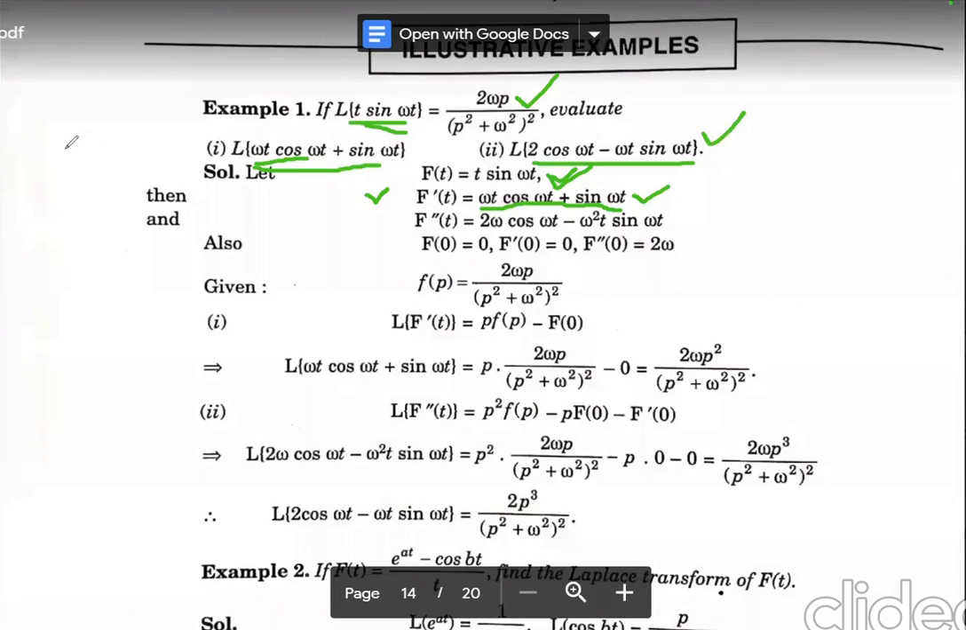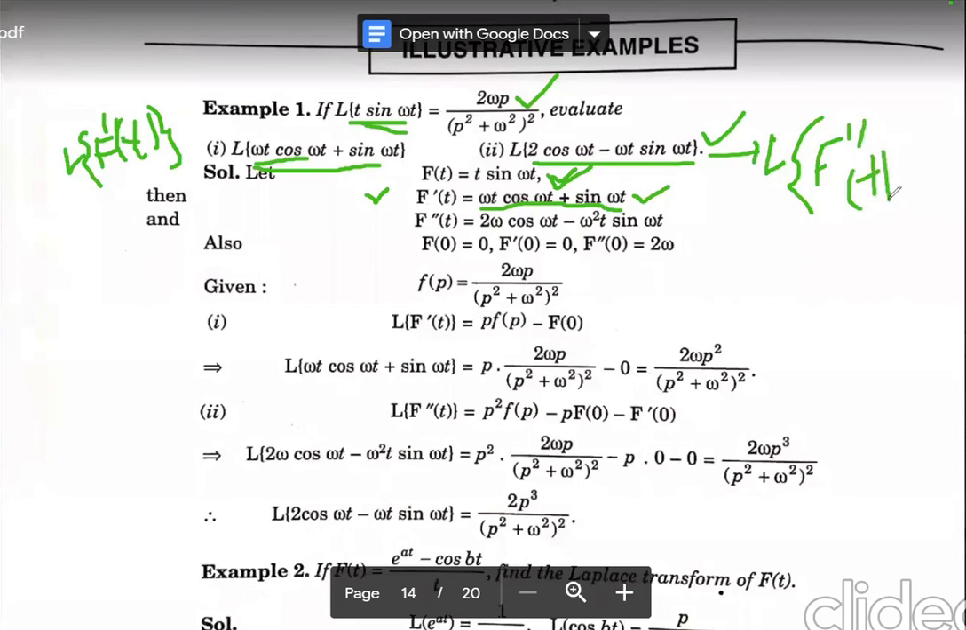That means in the first problem, you need to find the Laplace transform of what? The first order derivative. And in the second problem, you need to find the Laplace transform of what? The Laplace transform of the second order derivative.